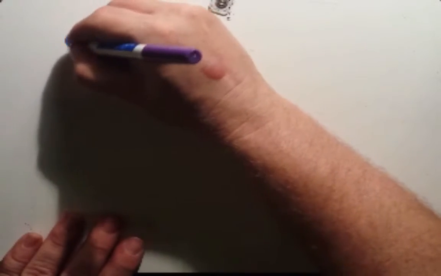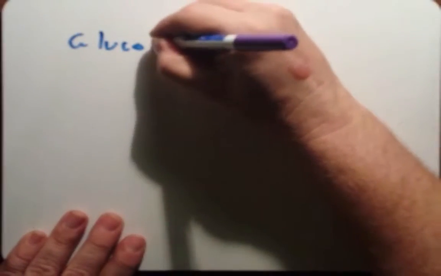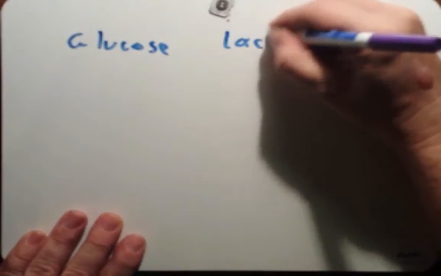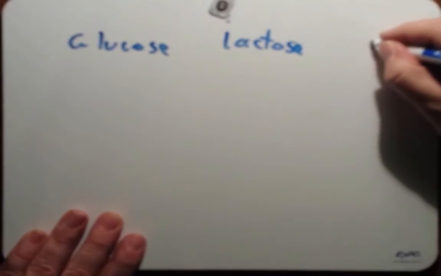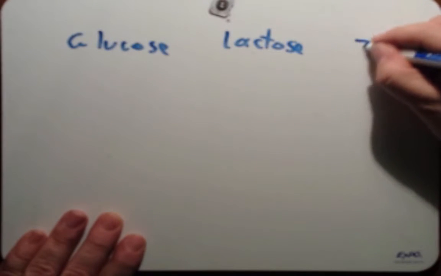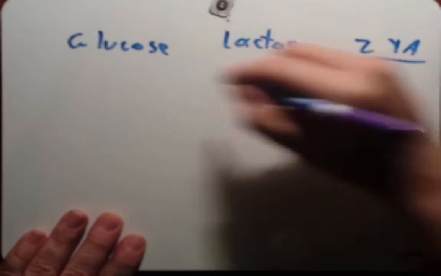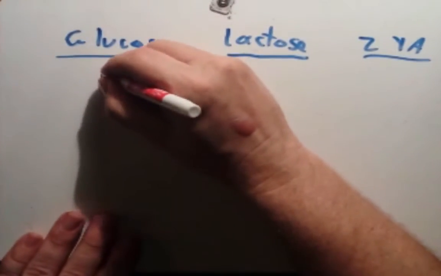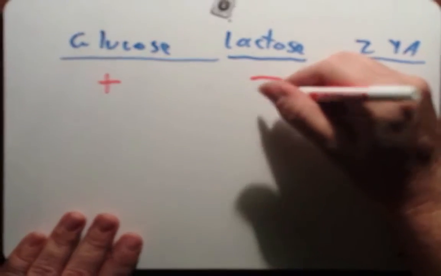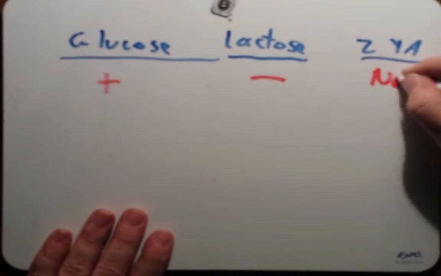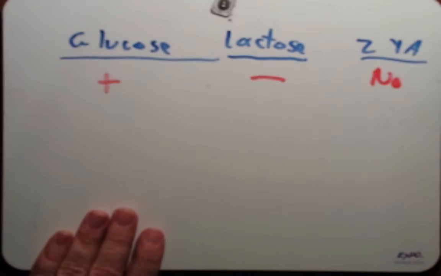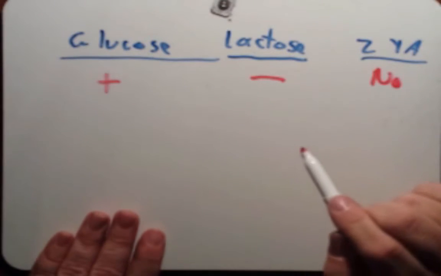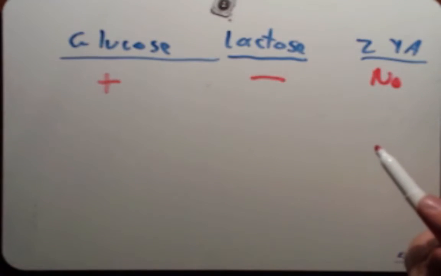So I'm going to make this quick table here. So we have glucose, lactose, and then we have the ZYA genes of the operon. When glucose is present in the cell and there is no lactose, there is no expression of ZYA. That makes sense, right? Because without lactose in the cell, the repressor is going to be bound to the operator, so we would not expect expression.